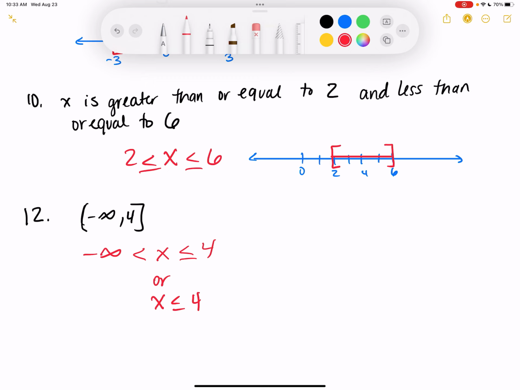So something to keep in mind, infinity can only ever be open, because it goes on. The bracket implies that there's a cap on it and it can't go past that. But we don't know what infinity is, so we can't do that.